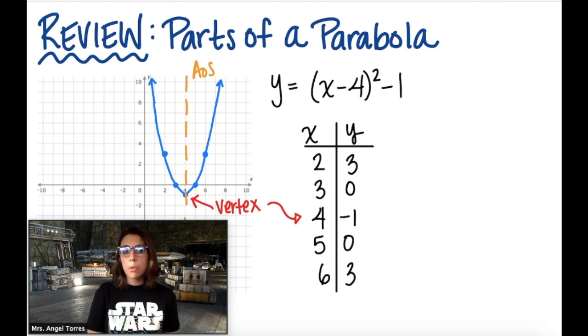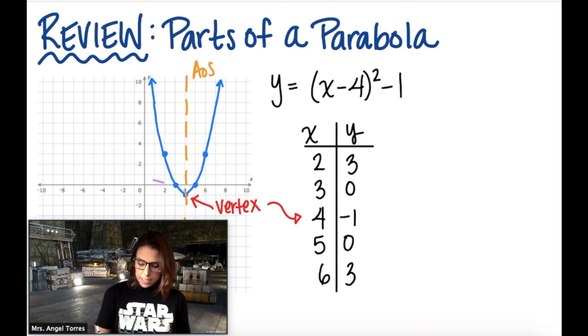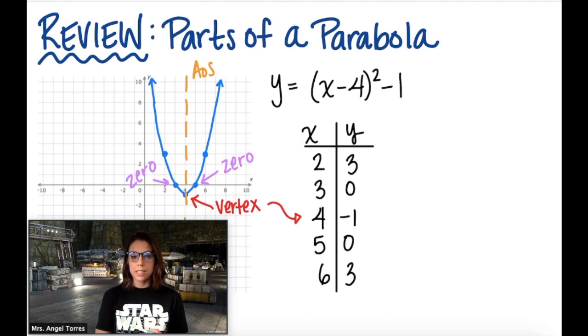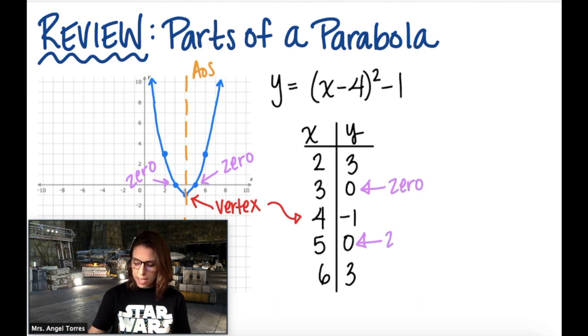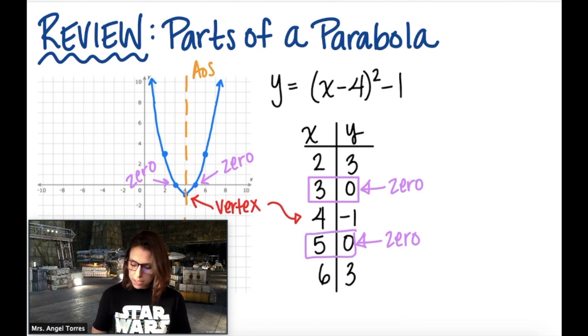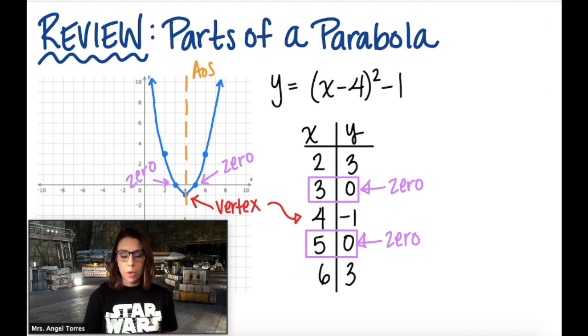Finally, and most importantly, are the parabola's zeros. The zeros are the x-intercepts, or the points on the parabola where the output of the function is zero. We can see this here in our table. This parabola, this function, has two zeros. Notice again that on the graph and in the table, these are two points where the output y has a value of zero.